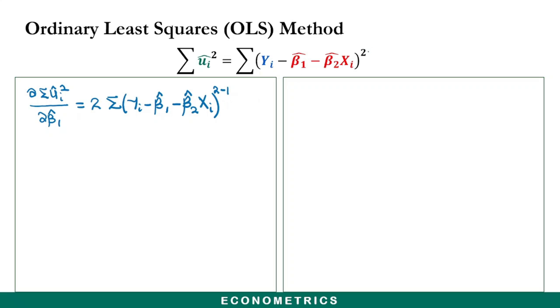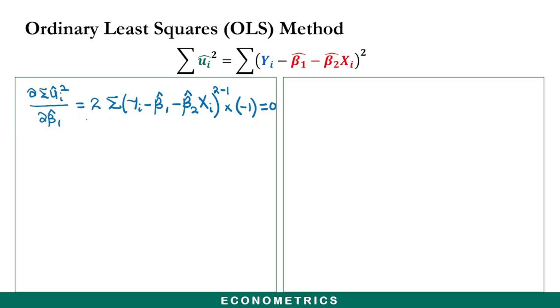But because this one is raised to the power of 2, we apply the chain rule. So after differentiating the whole function as 1, we go ahead and multiply this by the derivative of what is inside the parenthesis, which is the beta 1. So if you differentiate the beta 1 inside the parenthesis alone, you end up getting minus 1. Now, first order condition in calculus, we have to equate this to 0.